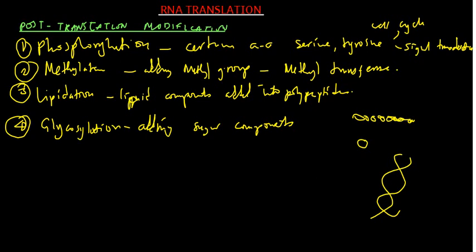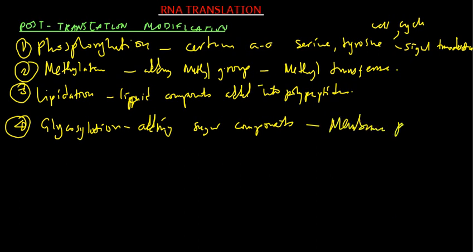So folding is very important, because whenever a protein loses its structure, it has also lost its function. So that is why we are adding sugar components, because they help in the folding process of a protein. One example of a protein that is glycosylated is membrane proteins, which are receptors. Those membrane proteins undergo glycosylation. They are glycosylated.